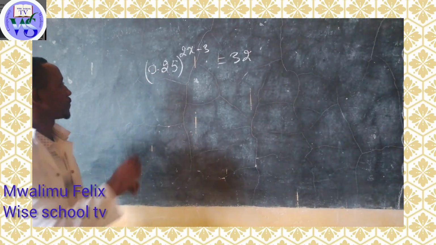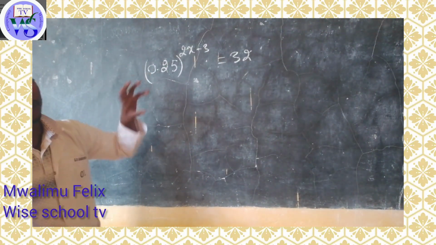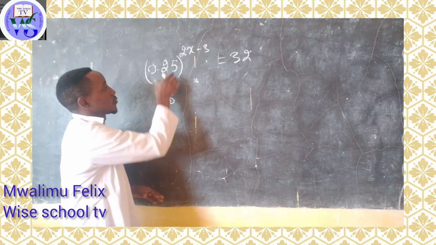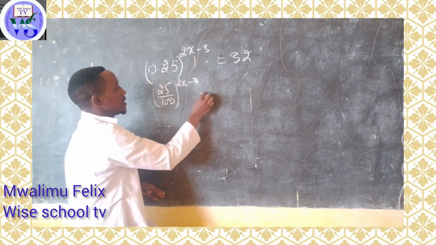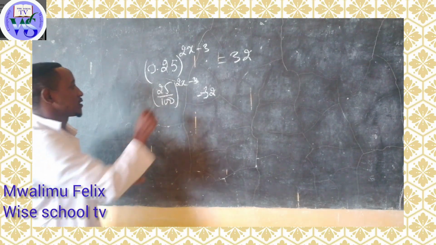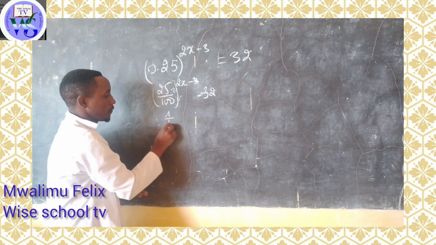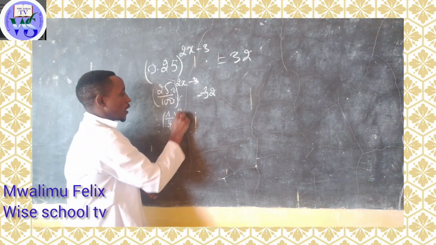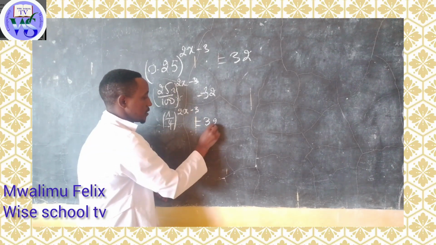First, we have a decimal number. So we solve this by changing the decimal number to a fraction. This is the same as 25 over 100, to the power 2x minus 3, equals 32. We can simplify by dividing by 25, so this is the same as 1 over 4, to the power 2x minus 3, equals 32.